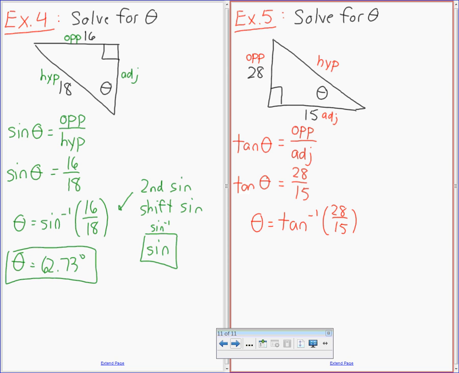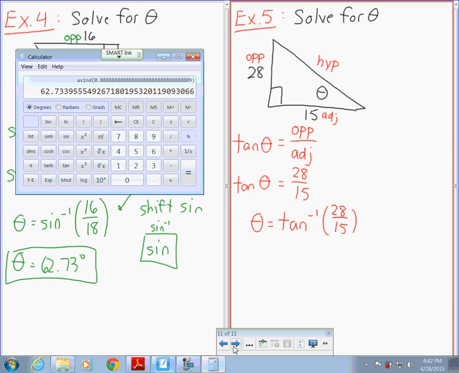Okay, I can't do that in my head, and probably not too many people can. So I'm going to go to my trusty dusty calculator. I'm going to do 28 divided by 15 equals, and then second or inverse tan. I should get 61.82.